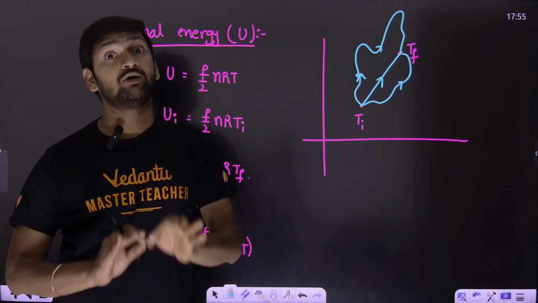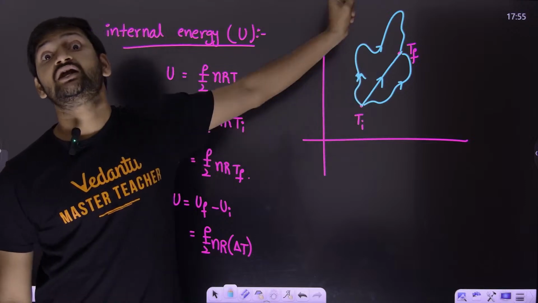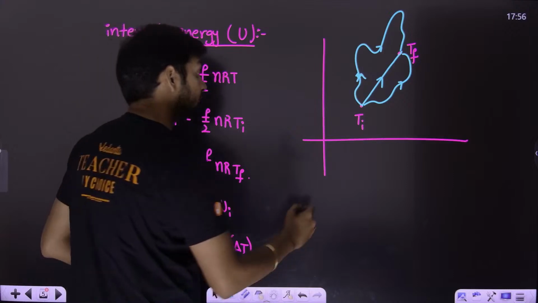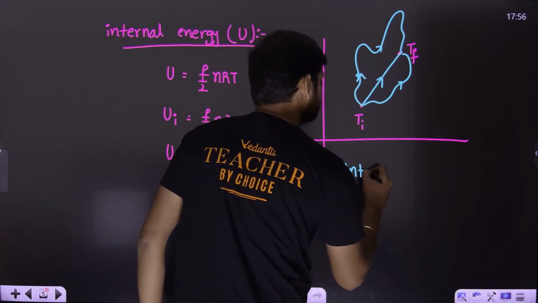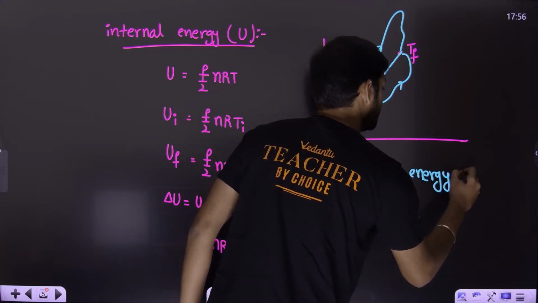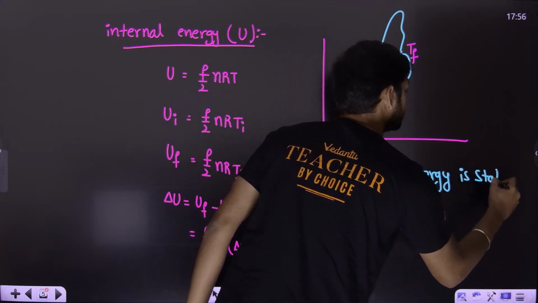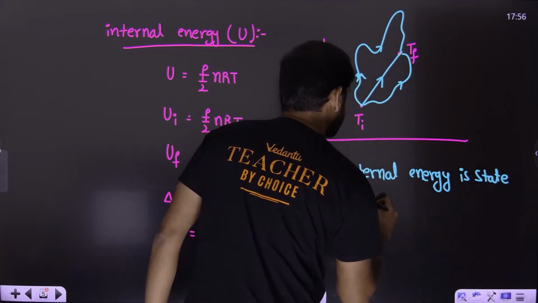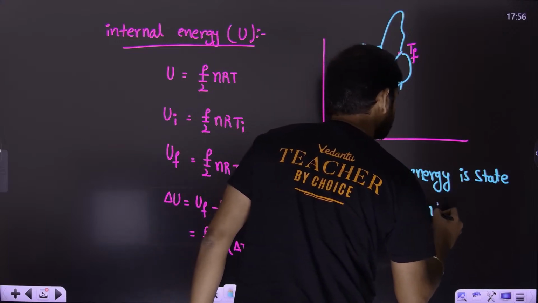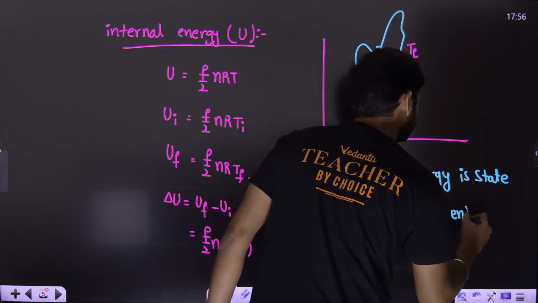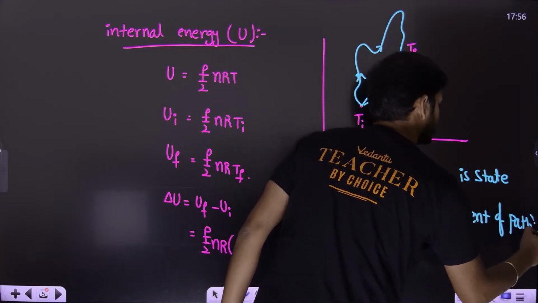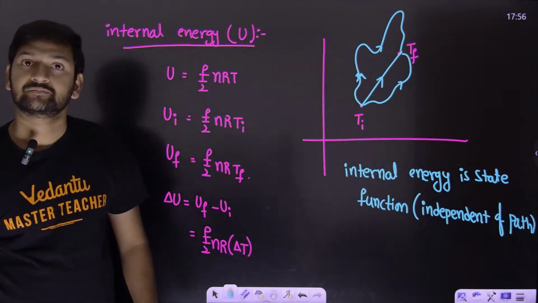We are least bothered about how we reached from T initial to T final to get the change in internal energy. So internal energy is a state function, indicating it is independent of path.